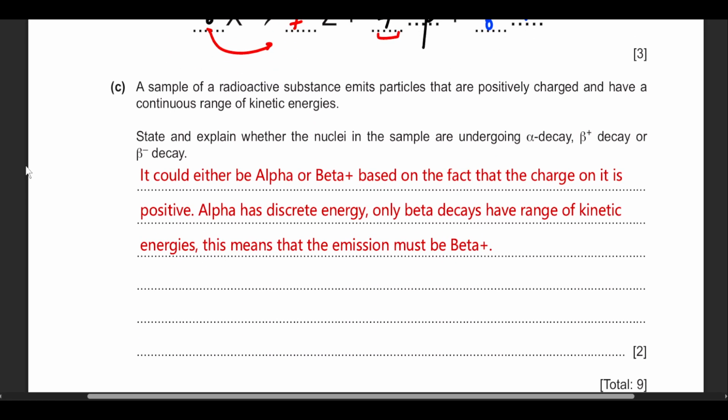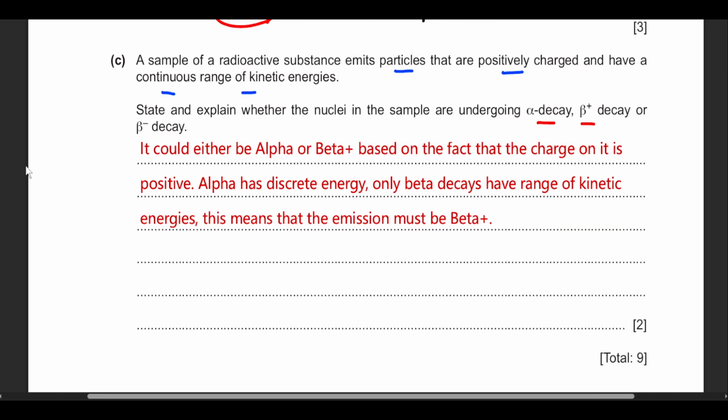I was saying that a radioactive sample emits particles that are positively charged and have a continuous range of kinetic energies. Now explain whether they are alpha particles or beta positive particles. Now, you start with the honest comment that it could be either alpha or beta positive based on the fact that the charge on it is positive. But alpha particles have discrete energy levels. Their kinetic energies, when they exit from a decaying nucleus, half mv square, is a fixed value. So it's a discrete energy, it's a fixed value, it's not a range of energies.